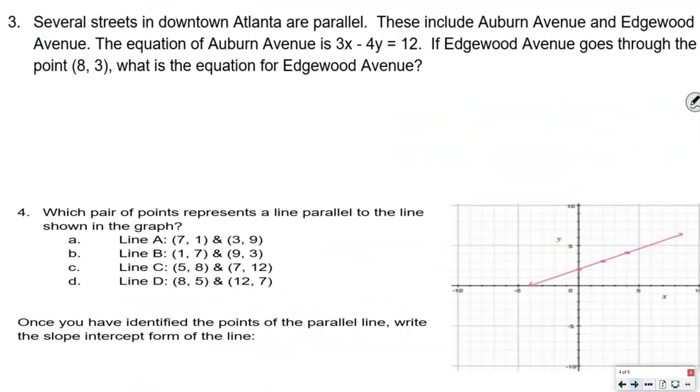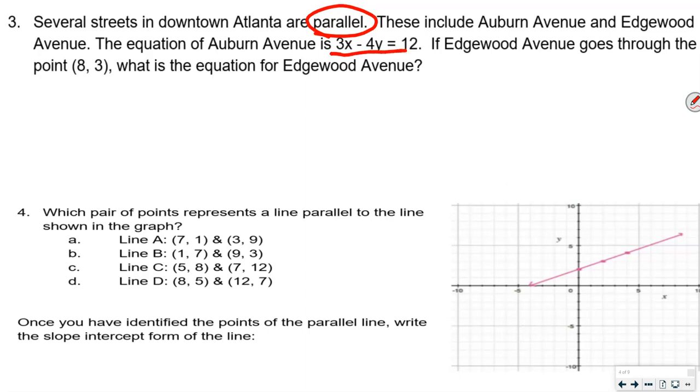Okay, number 3 says several streets in downtown Atlanta are parallel. Key phrase right there, parallel, right? These include Auburn Avenue and Edgewood Avenue. The equation for Auburn Avenue is 3x minus 4y equals 12. If Edgewood Avenue goes through the point (8, 3), what is the equation for Edgewood Avenue?